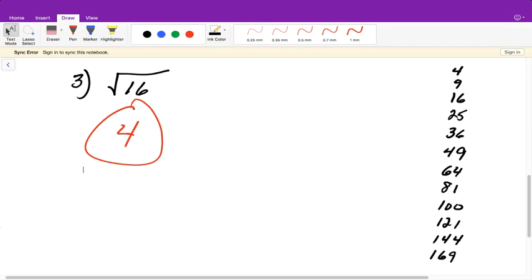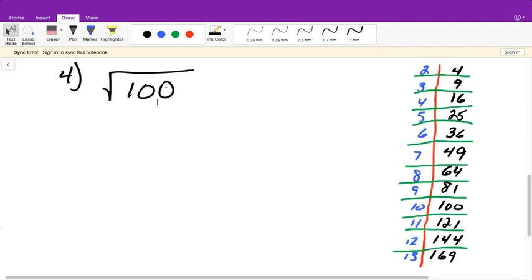And since we know what the square root of 16 is, we can just go ahead and take it. It is 4. All right, then the next problem, number 4, is another really easy one. It says the square root of 100.